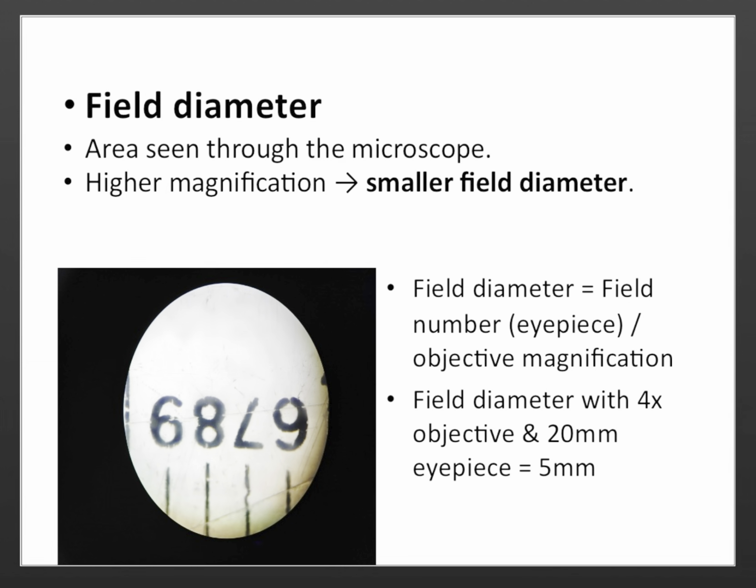To calculate field diameter, divide the field number, which is mentioned on your eyepiece, by the objective magnification. Usually the field number which is mentioned on your eyepiece is 20 mm. So for example, if you want to see the field diameter of your 4x objective lens, divide 20 mm by 4x and it will be 5 mm. So the field diameter for your 4x objective lens is 5 millimeters.